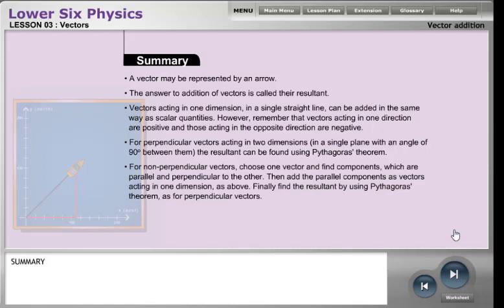For non-perpendicular vectors, choose one vector and find components which are parallel and perpendicular to the other. Then add the parallel components as vectors acting in one dimension, as above. Finally, find the resultant by using Pythagoras' theorem as for perpendicular vectors.